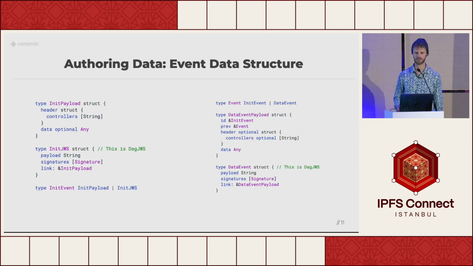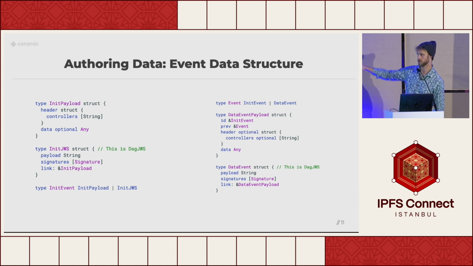So let's double-click on the actual data structure of these events. You can see here we have the init event to the left and the data event to the right. It has some header, basically a controller that says who is allowed to author data into this event stream. And then there's a piece of data. And then you can see there's another structure right below that called GAWS, and that basically is another structure for encoding the signature.